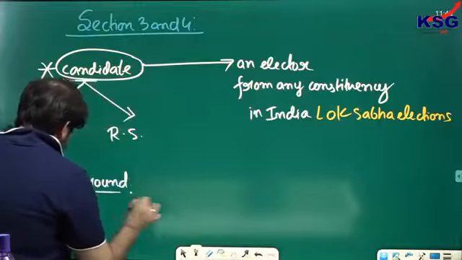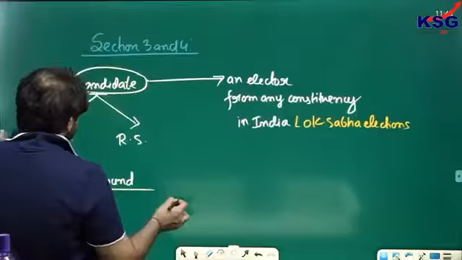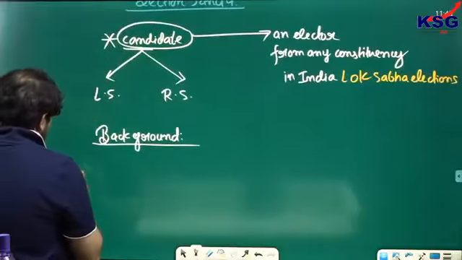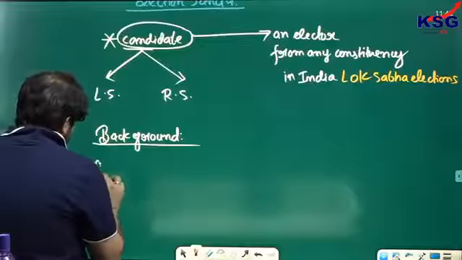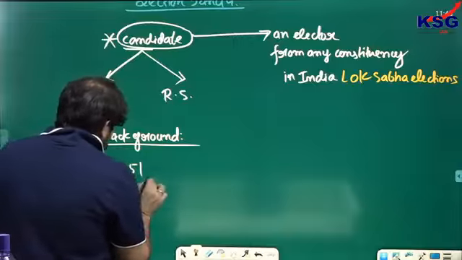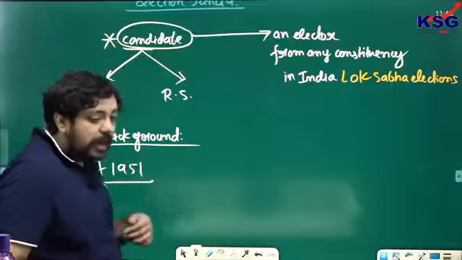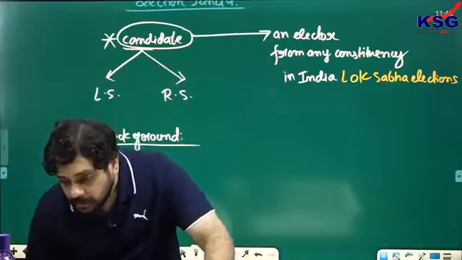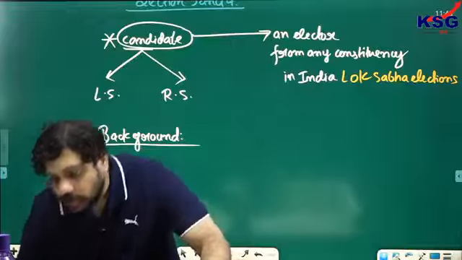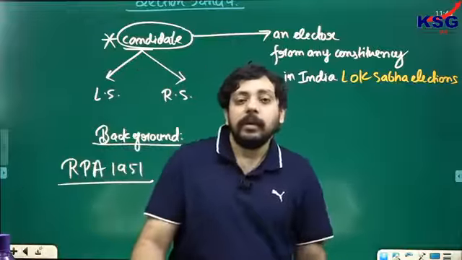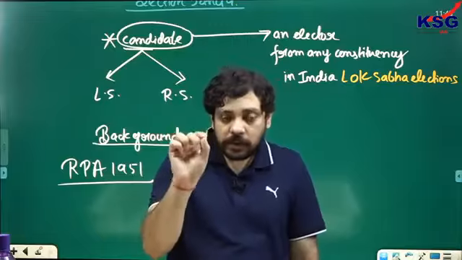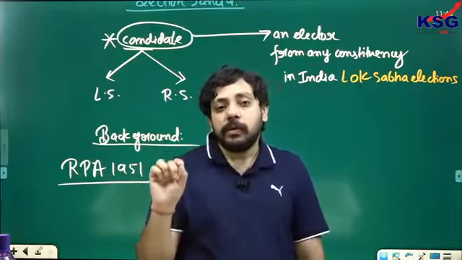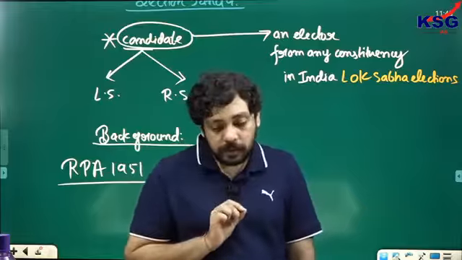What is the background about it? Very simply stating, in the original RPA 1951, the provision of any constituency of India was only applicable to the Lok Sabha elections. But for the Rajya Sabha elections, the provision of any constituency was not applicable. Okay, let me repeat. The provision of any constituency in India was only for the Lok Sabha elections. For the Rajya Sabha election, it was not applicable.